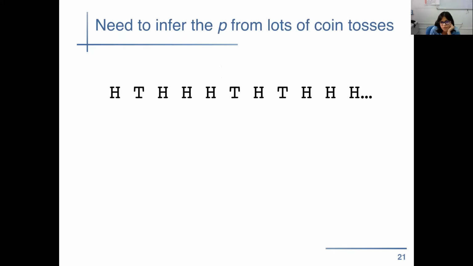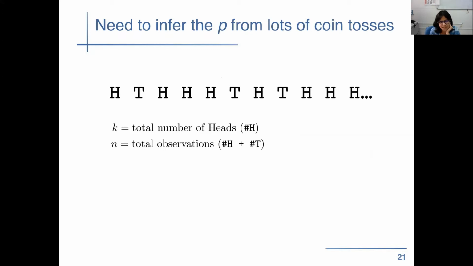Naturally, to learn anything, you need a lot of data. So in this case, let's say you ask the person whose coin you're using to toss it lots of times. And then you just count the number of heads, right? So let's say K is the total number of heads you see. N is the total number of observations, that's the size of your data. And P is the bias of the coin, which you don't know, which you want to find out, you want to predict it, which would now become your rules, which you can use for further predictions, right?